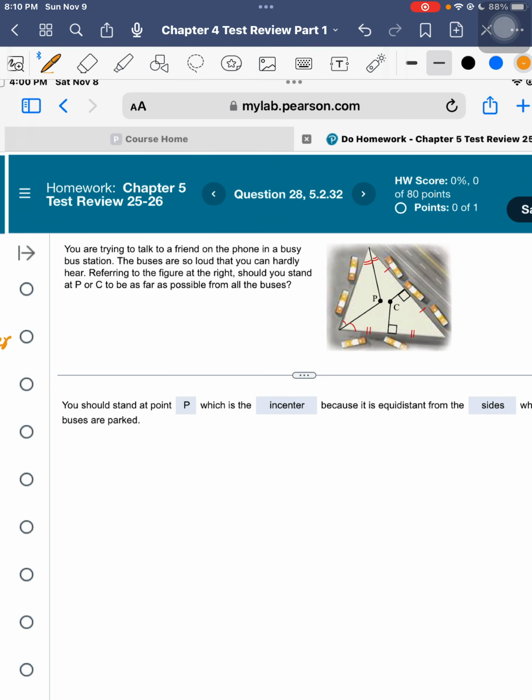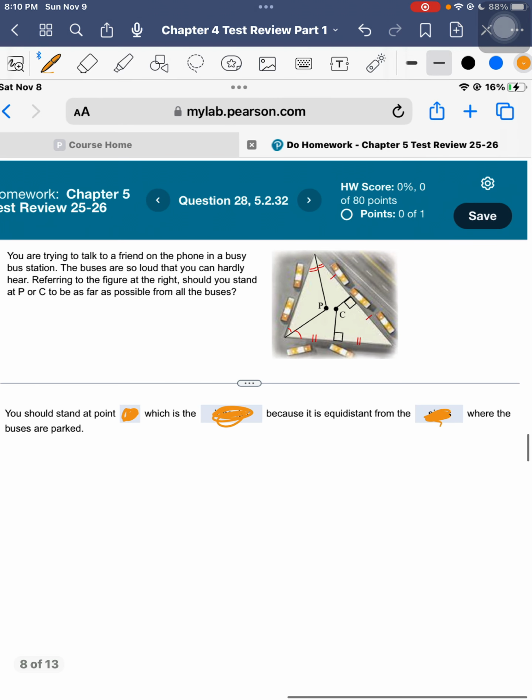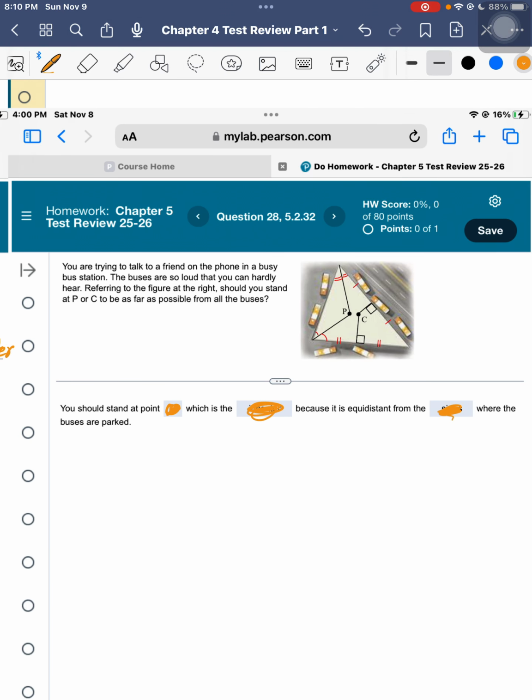Now, I love this question. Let's erase some of this stuff here. You are trying to talk to a friend on the phone in a busy bus station. The buses are so loud that you can hardly hear. Referring to the segment at the right, should you stand at point P or point C to be as far away from all the buses? So, I want to be as far away from all the buses as possible.